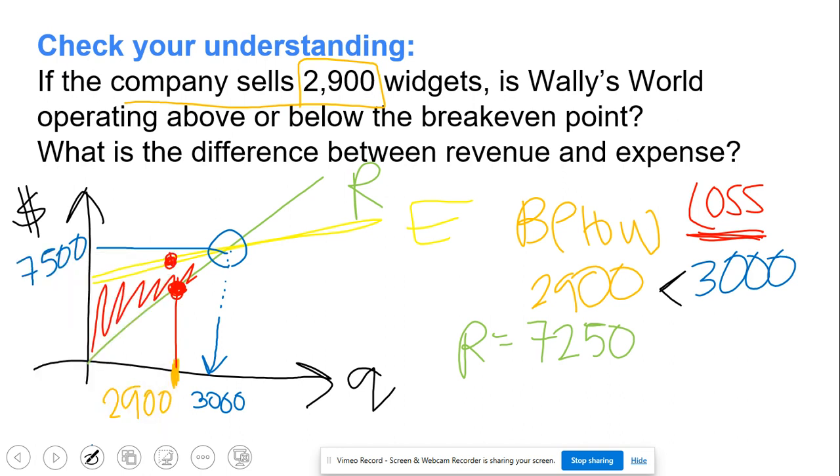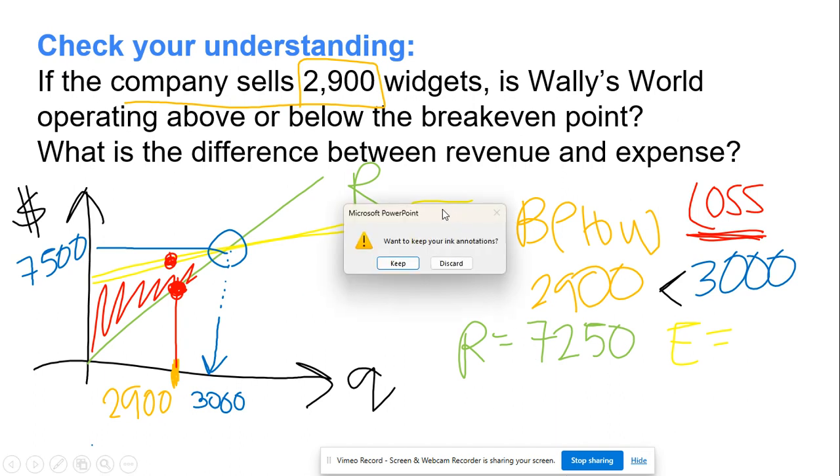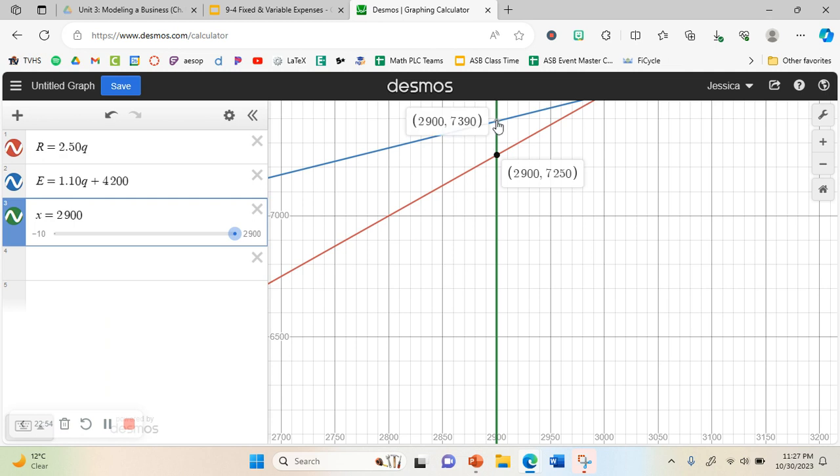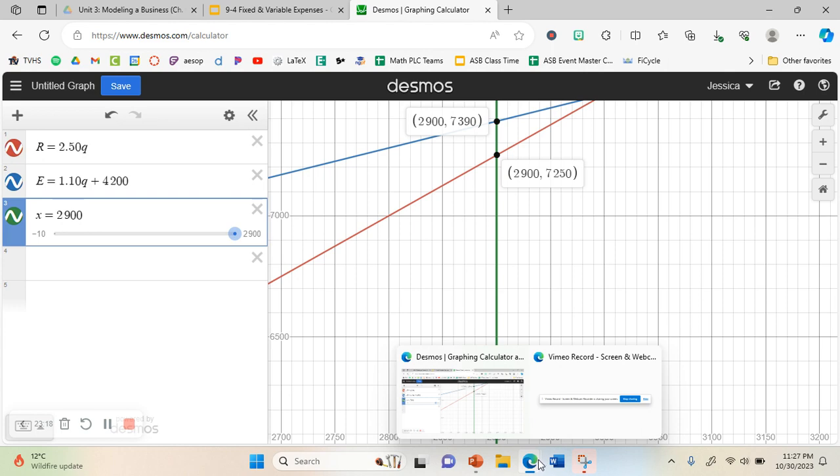And now we need to figure out what the expense is, and we're going to subtract those two. We're still using 2,900: the X value is 2,900, or Q, the quantity, is 2,900. So we're going to look back at Desmos again. Pull it up, and here it is. When X is 2,900, the expenses are 7,390. If we're only making 7,250 but it costs 7,390, we're in the red. The expenses are $7,390. It's on the blue graph. The blue graph represents the expenses, 7,390.